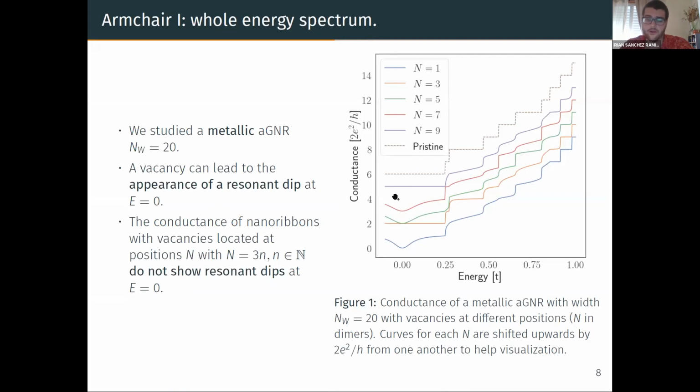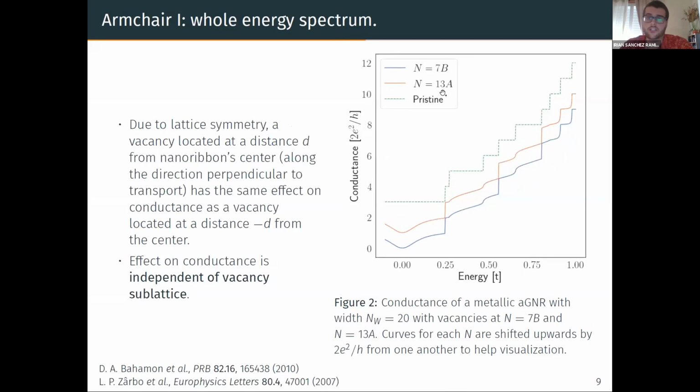Also, if we remember what I told you earlier, the effect on conductance in the low energy regime doesn't show any dip if the vacancy is located at n equals 3. This is because these transverse modes have a periodicity, and the nodes of this periodicity are located on the places where n is a multiple of 3.